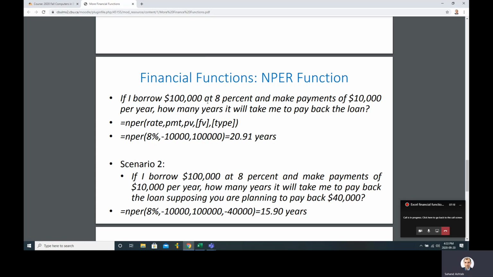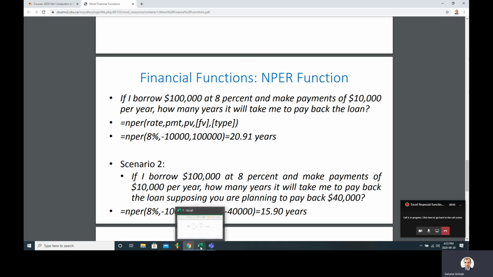If you borrow 100,000 at 8% and make payments of 10,000 per year, how many years will it take you to pay back the loan? So we know the rate, we know how much you have borrowed, and we know how much payment you're making. And the question is how much time it's going to take to pay back the loan. So we have equal NPER, the rate is 8%. The payments you are making are 10,000. It's a payment, so it goes in as negative. The present value is how much you're borrowing, which is 100,000. The future value and type are both 0.